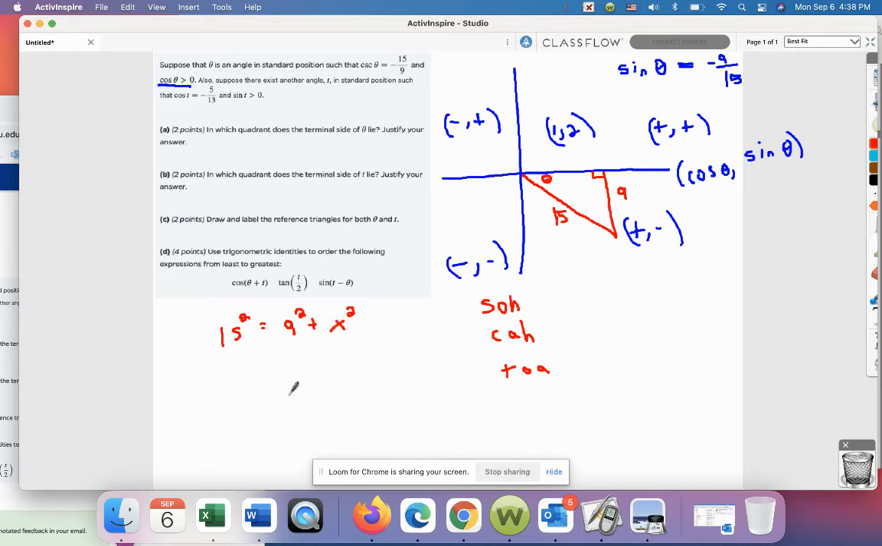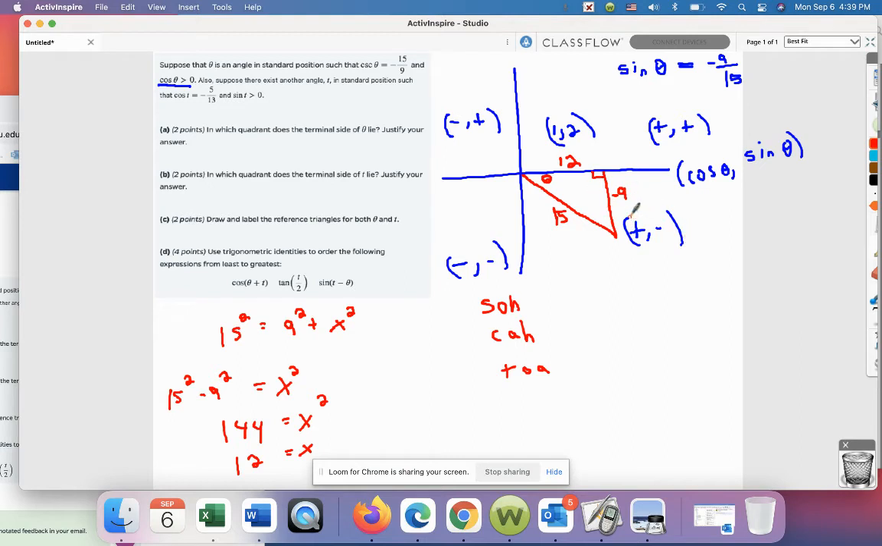Bam. Solve that. X squared is equal to 15 squared minus 9 squared. And if you do the math, I did this earlier, I believe it was 144 equals x squared. So x is equal to 12 because I had to take the square root of both sides. So this is 12. And I know the 12 is going to be positive. The 9 here is going to be negative because it's going down. That is what they're talking about when they say draw yourself a reference triangle.